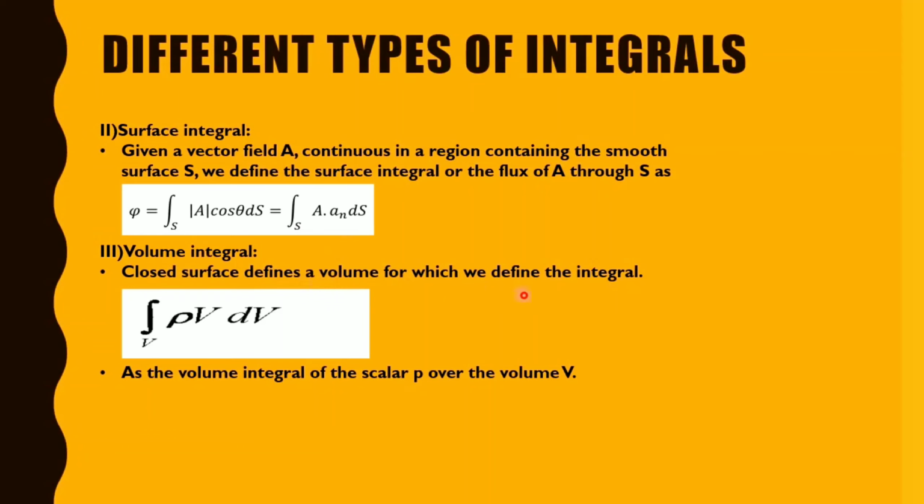So that means here we will define the integral over a volume, and here this P is the scalar over this volume V. So wherever the integration is happening, line, surface or volume, if it is a line integral then it will be L, if it is a surface integral then it will be S, and if it is a volume integral then it will be V. So here we are doing the volume integral of scalar P over the volume V. So these are the three integrals we have completed.